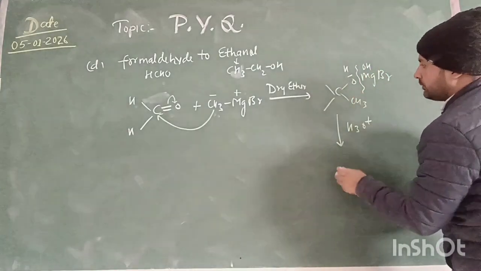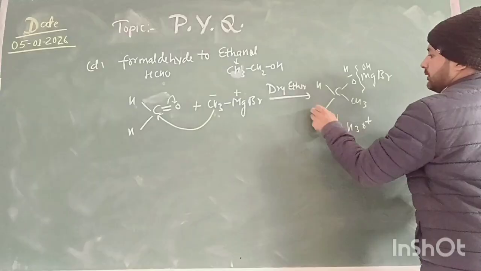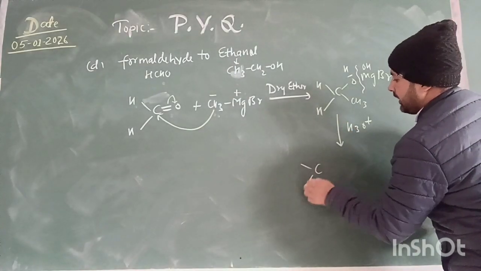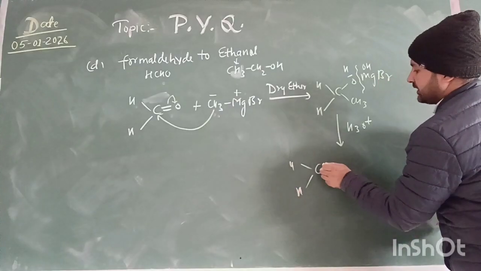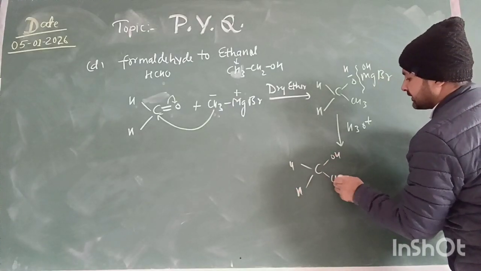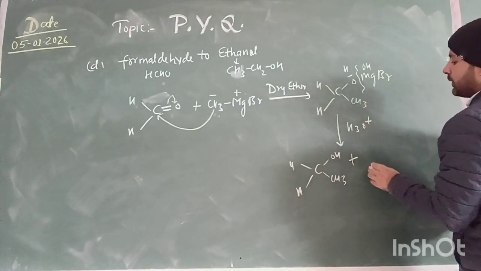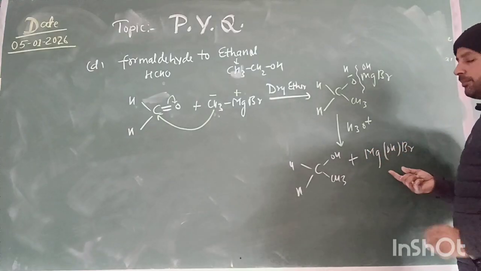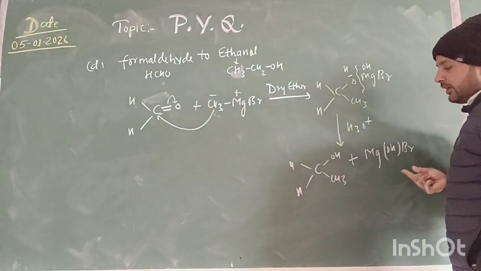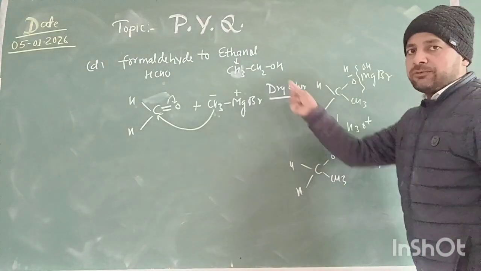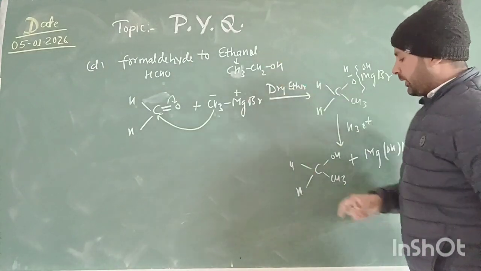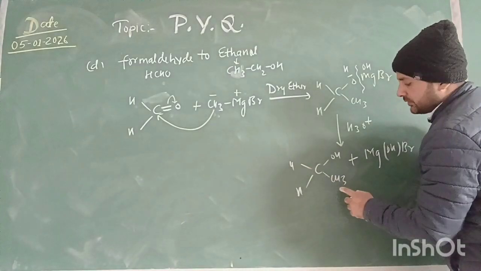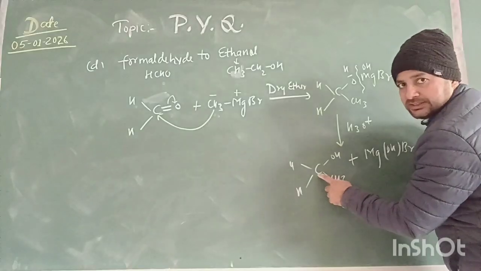So this will become CH, this will become OH and this is CH3. And there will be removal of Mg(OH)Br. This is magnesium hydroxide bromide, and this is ethyl alcohol, or we can also call it ethanol, because you can see CH3, CH2. There are two hydrogen atoms, so this is CH3, this is CH2 and OH.